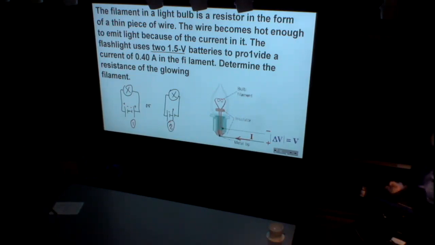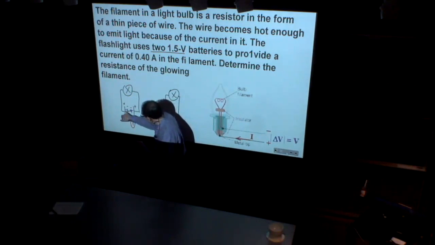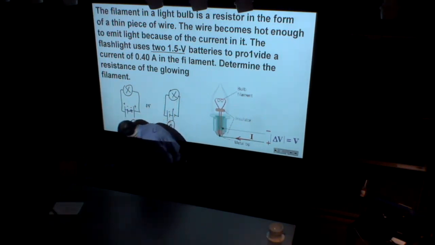Well, first of all, a battery is like a pump. So in connection number one, those batteries try to pump in opposite direction. We can draw electric field. Electric field goes from plus to minus. So inside this battery, electric field points to the right, but inside this battery, electric field points to the left. So they're canceling each other. Nothing will happen.